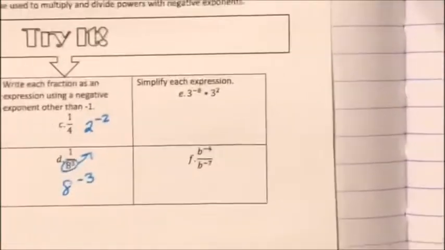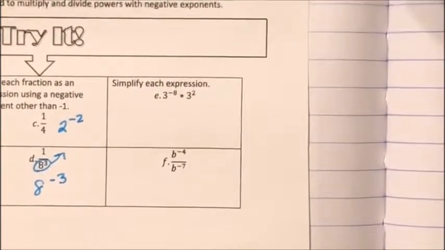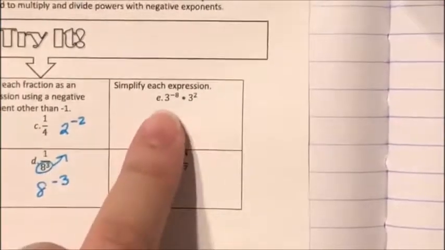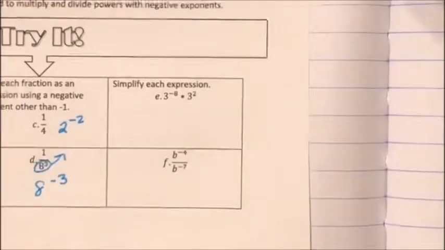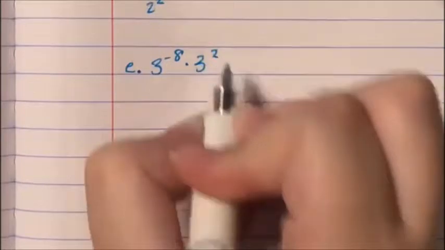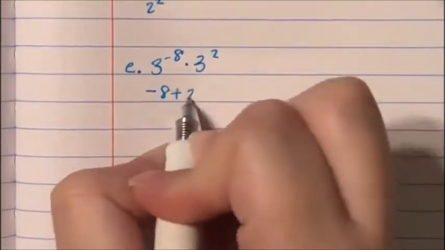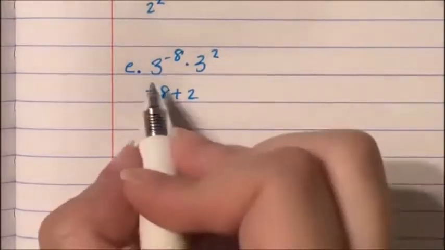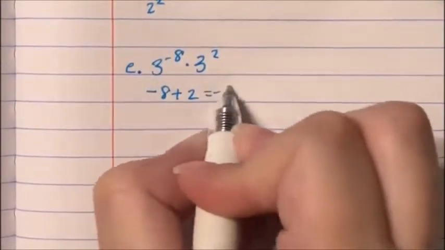All right, letters E and F ask me to simplify each expression, okay? So what I'm going to do is take what I know about powers of products and powers of quotients, the quotient of powers and the power of powers rule and the product of powers rule, and simplify them. So let's look at E, which is 3 to the negative 8 times 3 squared. This is the same thing as saying negative 8 plus 2, right? Because they have the same base. So negative 8 plus 2 gives me a negative 6.